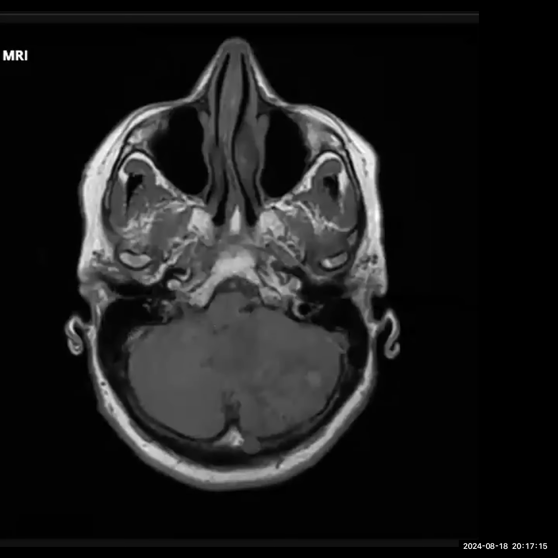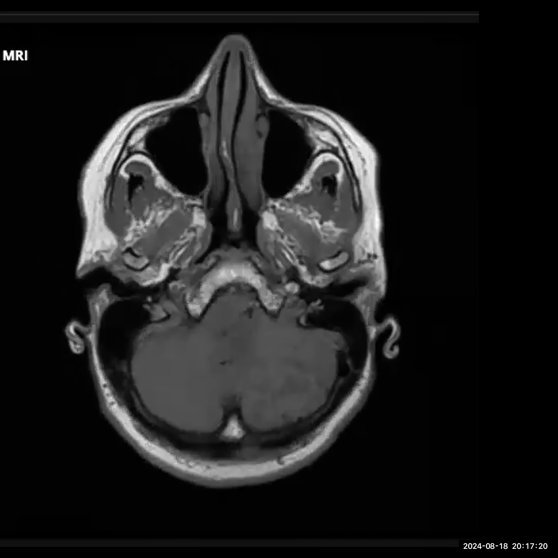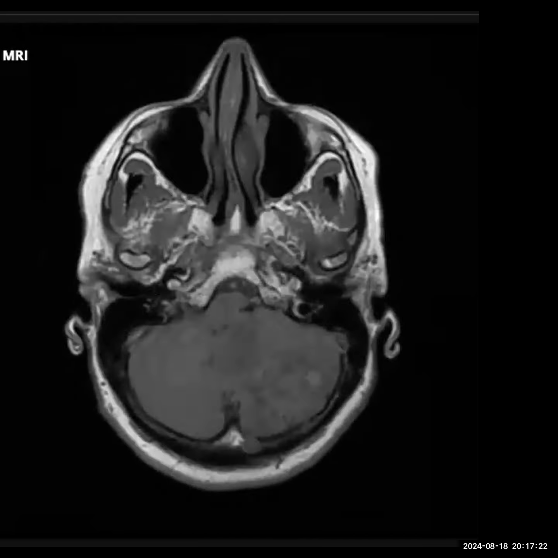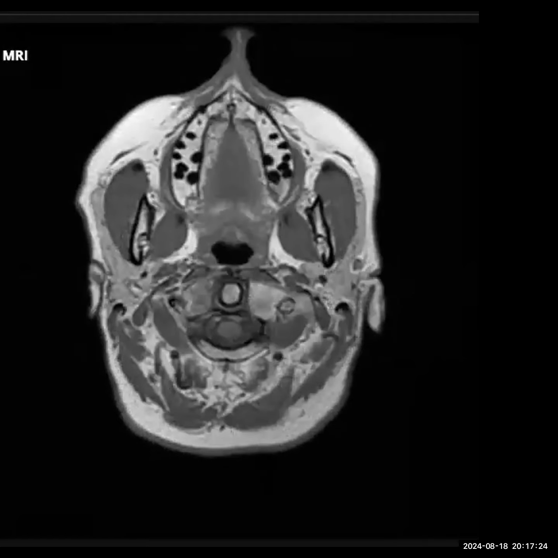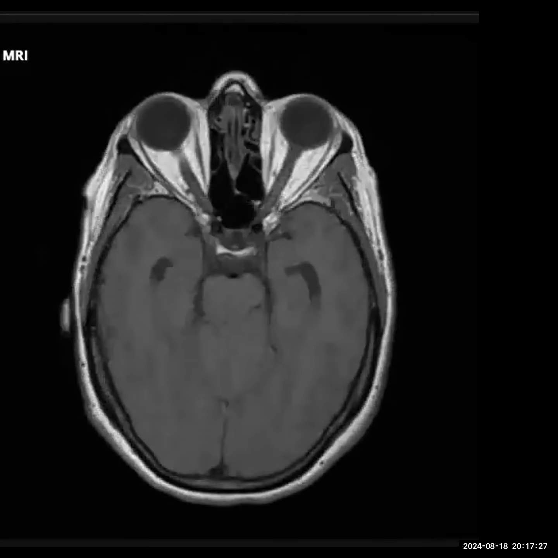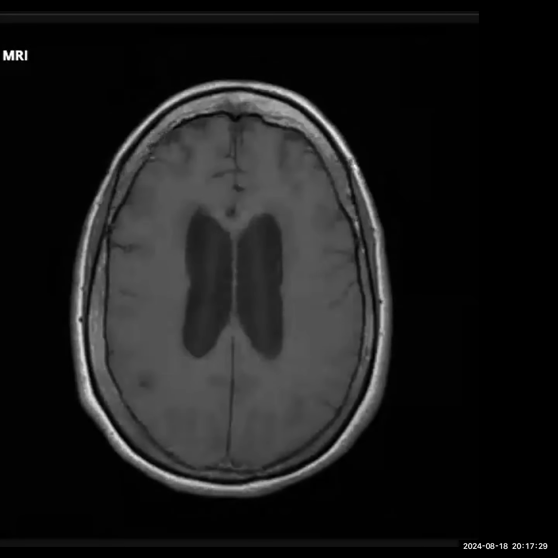You can scroll and just let me know what you think. So these are axial MRI sections, T1 weighted. I'm just going to scroll through the images.